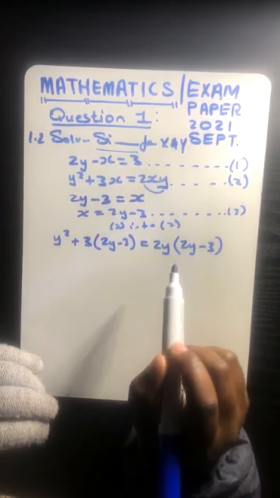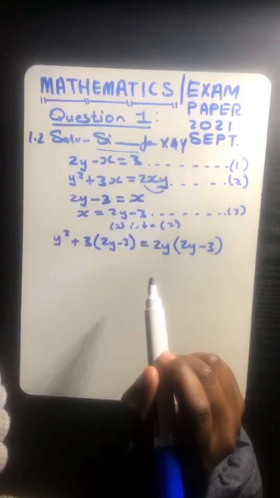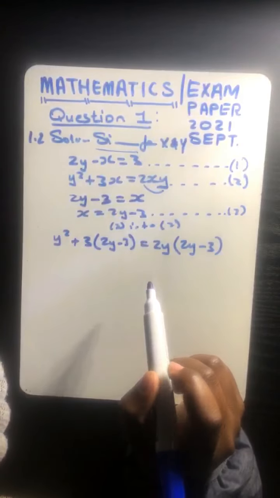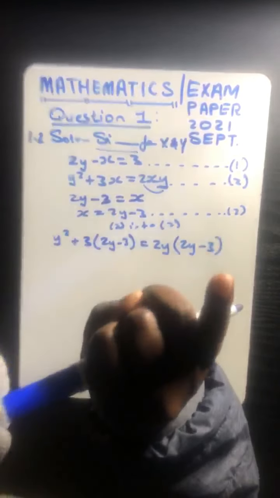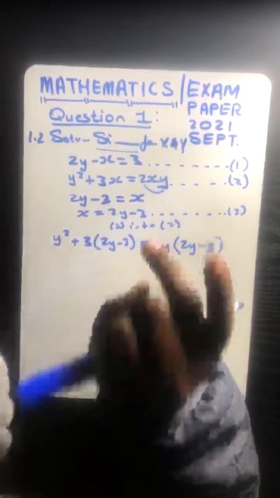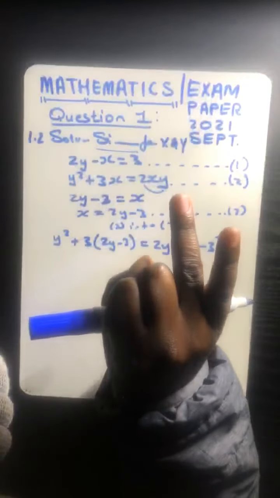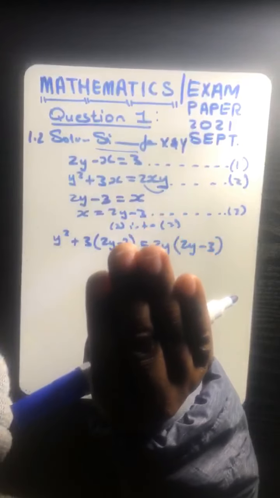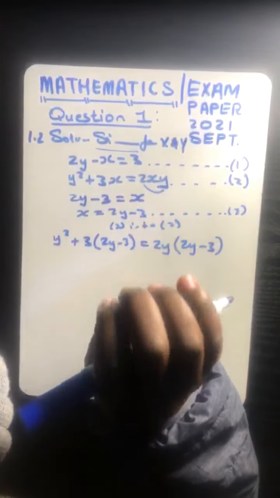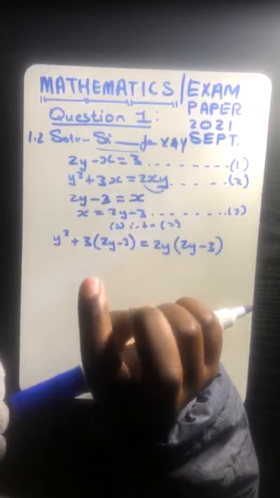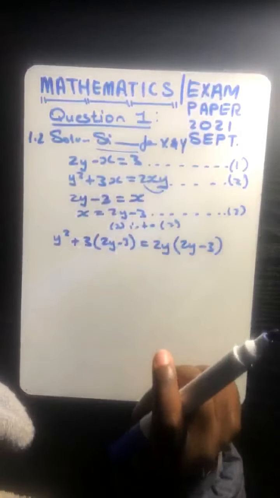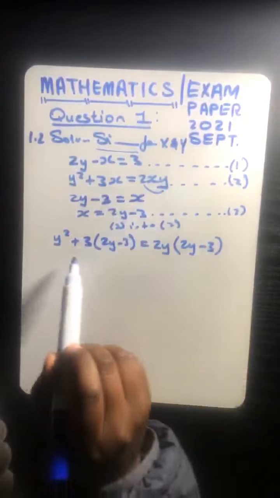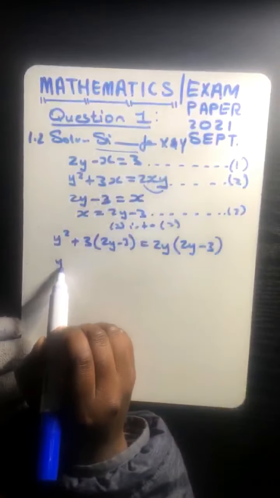So always, ladies and gentlemen, when you have a math problem, the first thing that you need to do is to remove the brackets if there are any. Secondly, you work out the like terms, and then from there you have an equation which is either linear or quadratic. Then based on the type of problem that you're dealing with, you know how to approach it. So in this case, we need to remove the brackets.